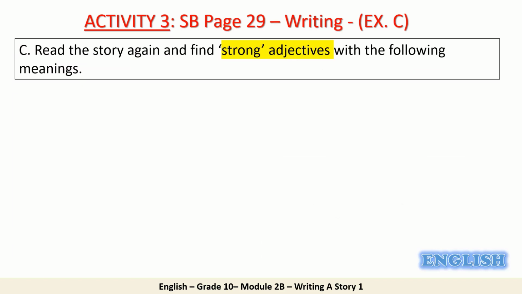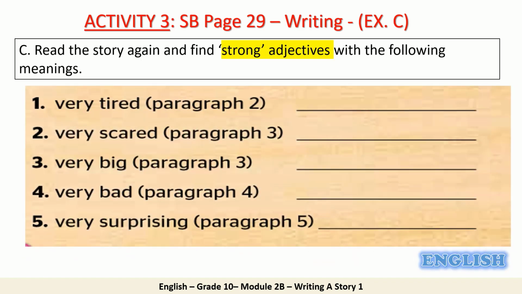Activity 3, Students' Book, page 29, Exercise C. Read the story again and find strong adjectives with the following meanings. Very tired, from paragraph 2. Very scared, paragraph 3. Very big, paragraph 3. Very bad, paragraph 4. Very surprising, paragraph 5.